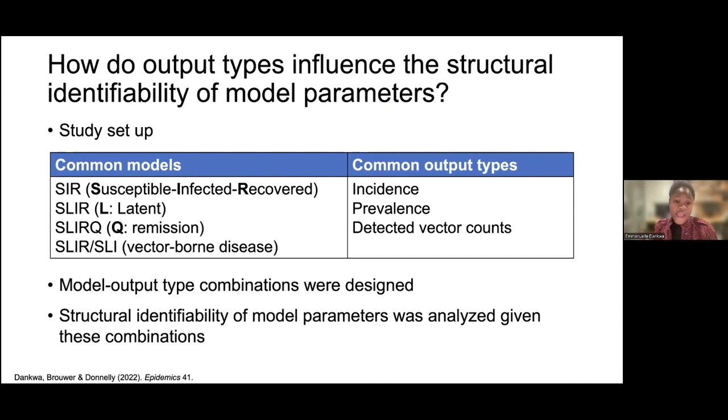And to the right, you see some output types we considered, again aligning with really common data types we use in epidemic modeling, like incidence, prevalence, and for the vector-borne disease model, detected vector counts. And what we did here was to combine these models with different output types and test whether the combinations of these models were structurally identifiable.